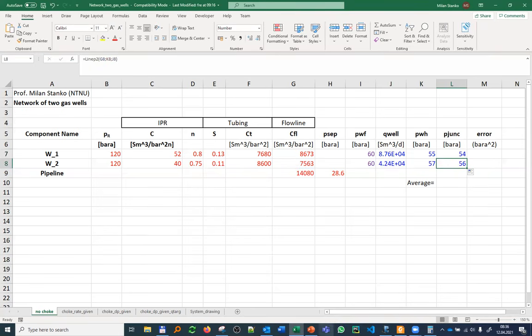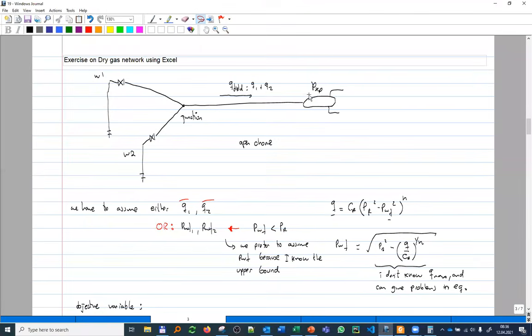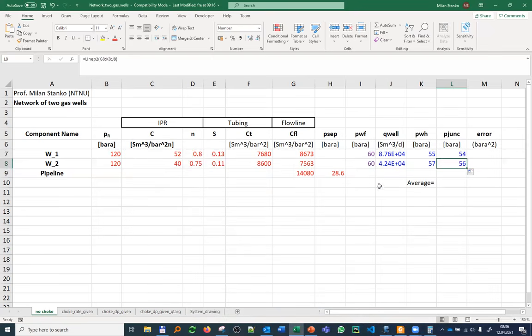Now I have to go the opposite way. I have to move from here to here to find out what pressure I have in that junction. So first I calculate the rate, which will be the sum of these two.